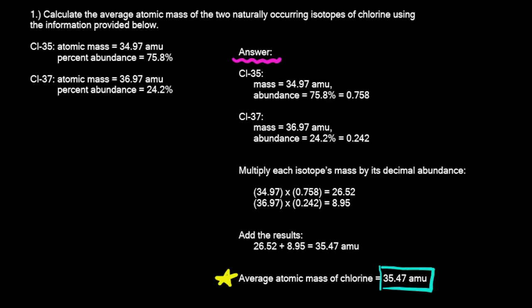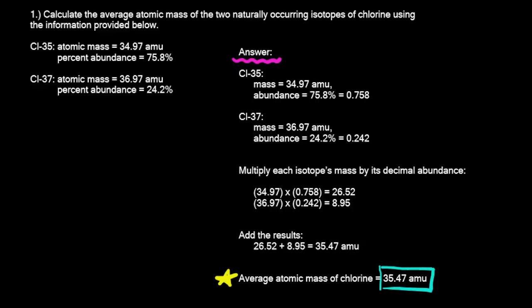Here is the solution to the problem. We will follow the steps outlined on the previous slide. Step 1 is already complete because the question stem provides the atomic masses in AMUs. In step 2, we need to convert the percent abundances to decimal form. We can do this either by dividing the percentages by 100 or by moving the decimal point 2 places to the left. Doing so gives us a value of 0.758 for chlorine 35 and 0.242 for chlorine 37.